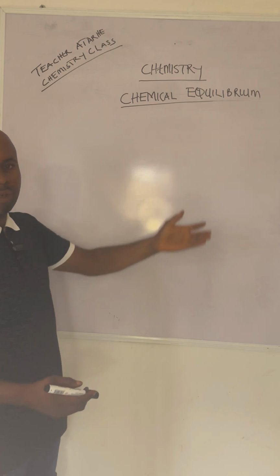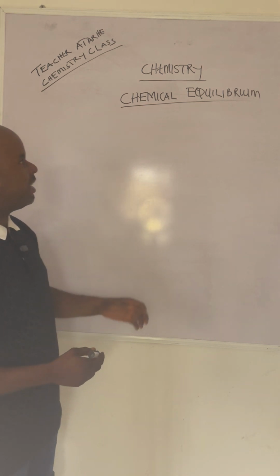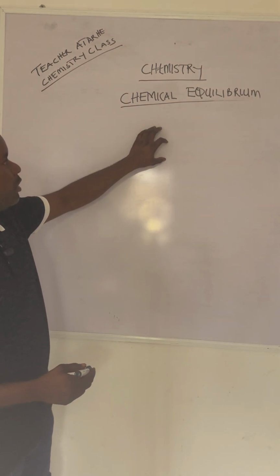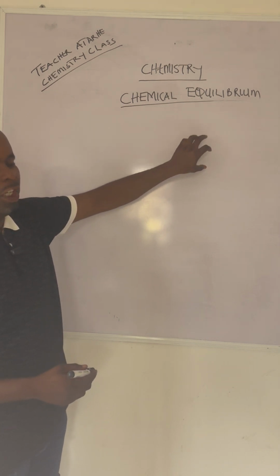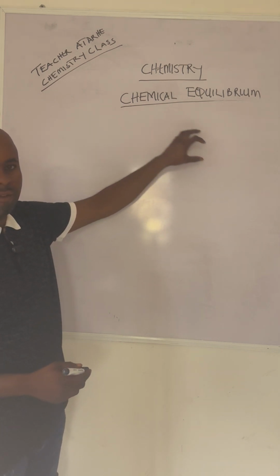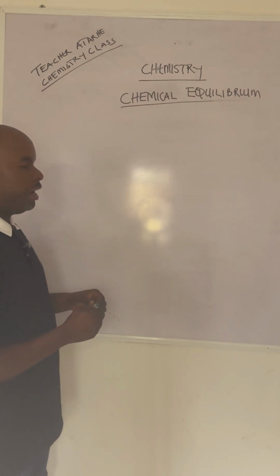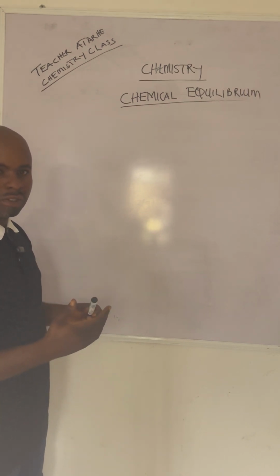So what is a chemical equilibrium? We define chemical equilibrium as the transformation or change in composition of the reactant to give the product, and in turn, there is a change of the product to give the reactant.